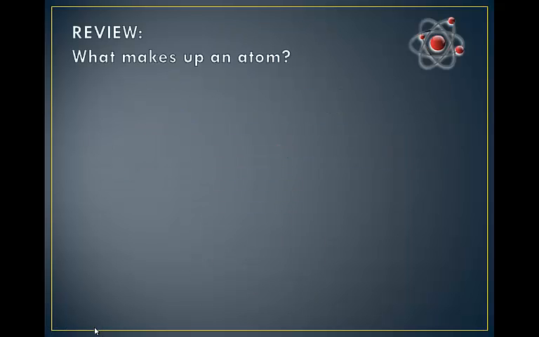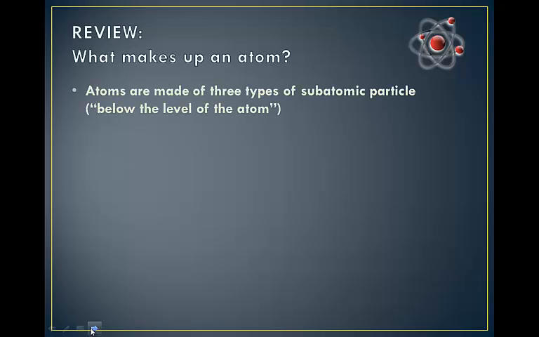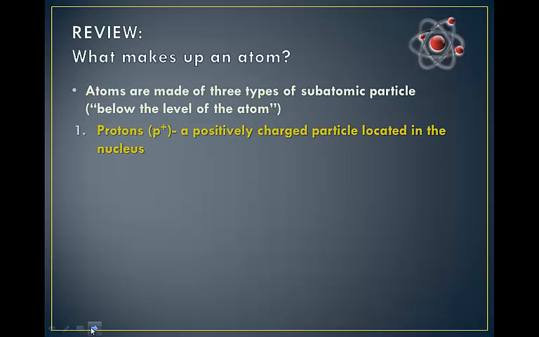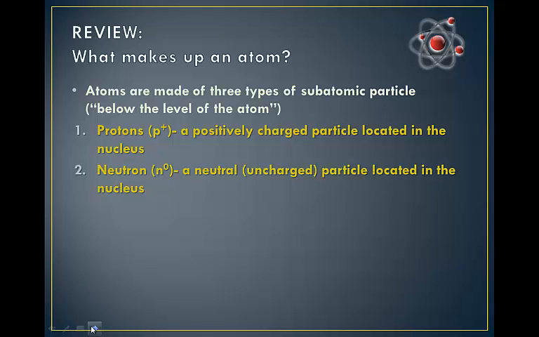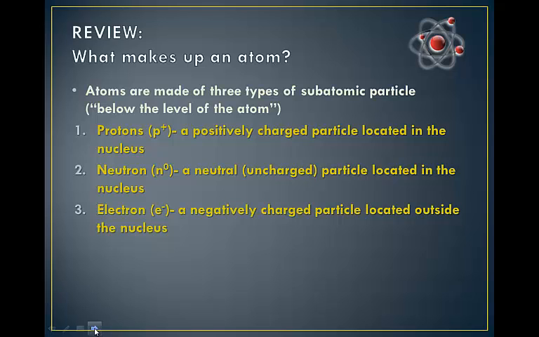So what actually makes up an atom? Well, atoms are made of three kinds of subatomic particle. When I say sub, any sub means below, so it's below the level of an atom, anything smaller than the atom. We know that there's protons. Protons are positively charged particles, and they're located in the nucleus, in this very dense center of the atom. Neutrons have a neutral charge, and again are found in the nucleus. They're the ones that are easiest to remember because everything about it is neutral. And electrons, a negatively charged particle which is outside of the nucleus.